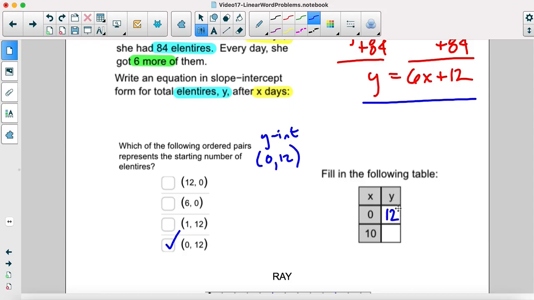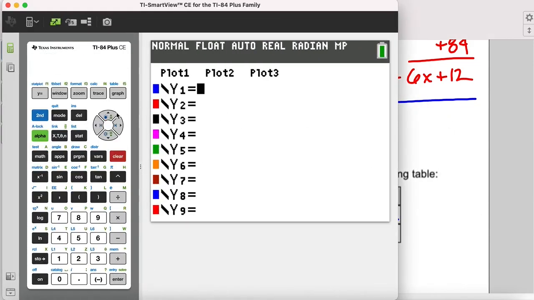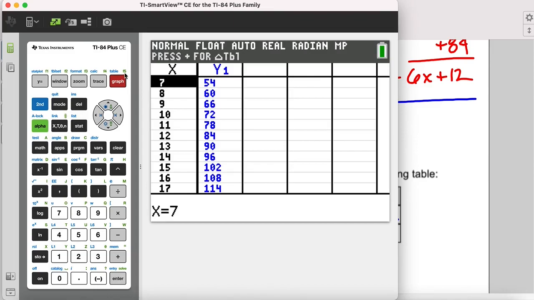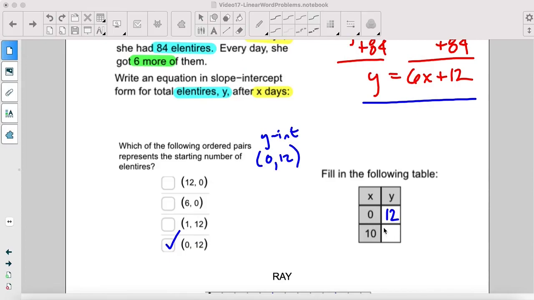In order to figure out what y is when x is 10, I'm going to enter the equation into my calculator. So again, I'm going to open up my calculator. I'm already in y equals, so 6x plus 12. Let's go to my table. All right, and then x is 10, y is 72. So that's what I would write down here, 72.